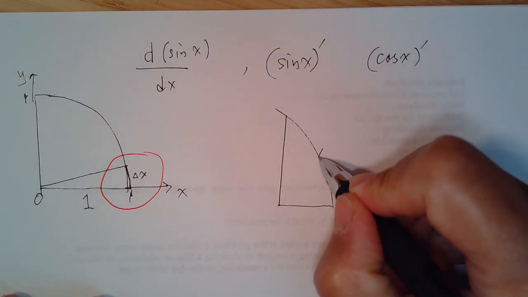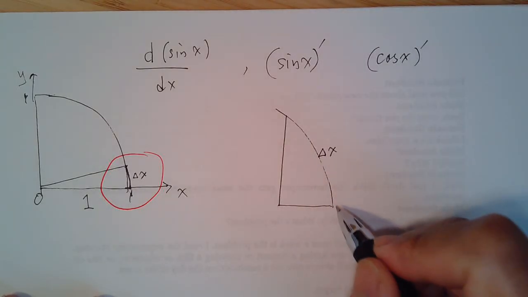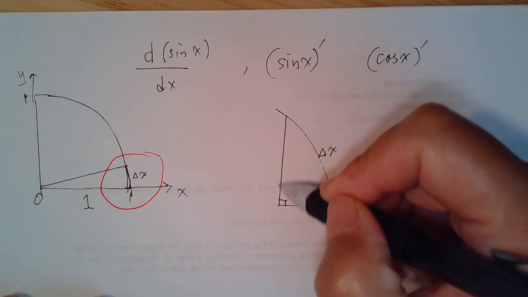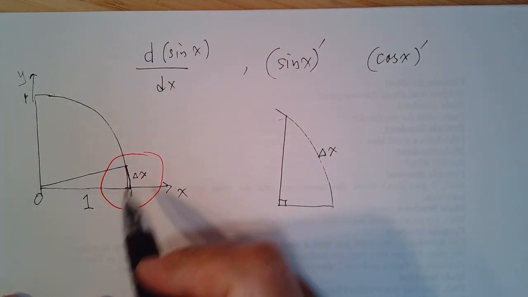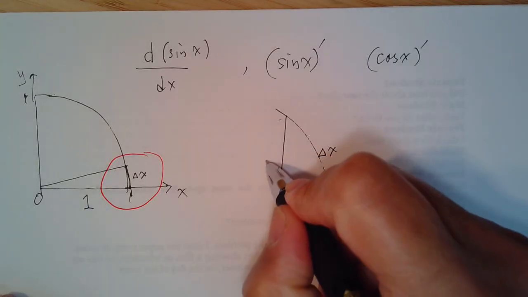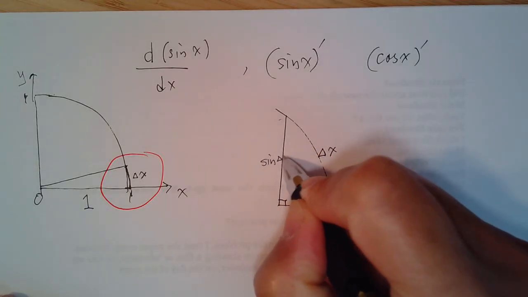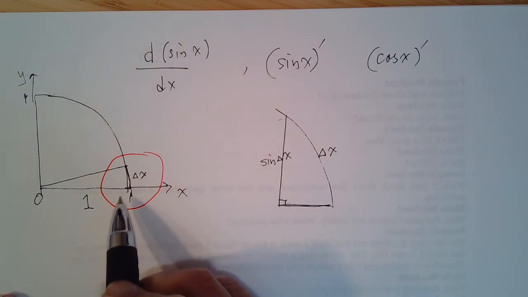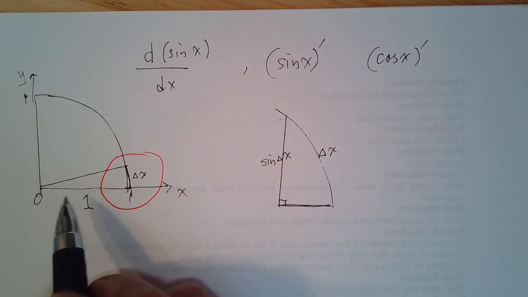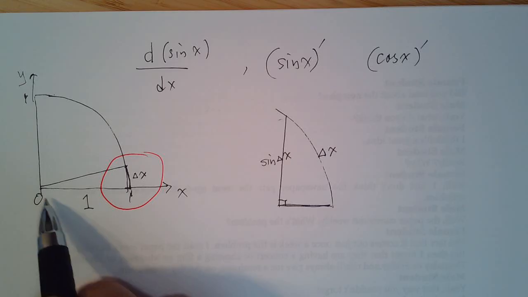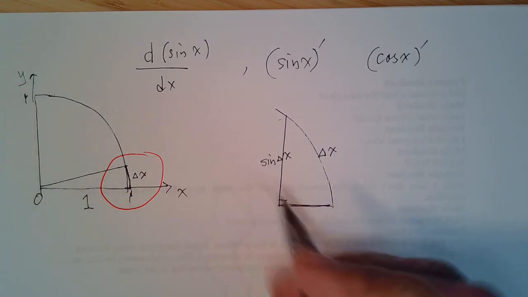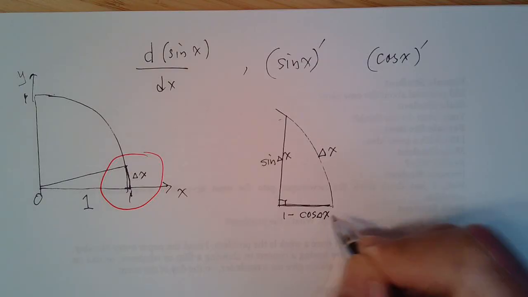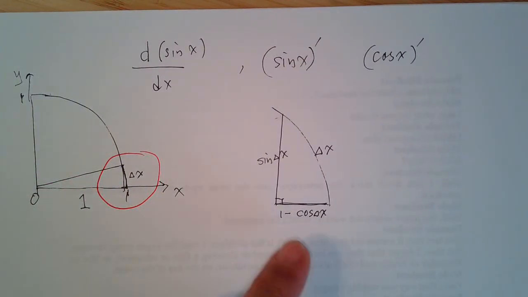If I enlarge this, make it big, it will look like that. And then this is the delta x, right? And this is 90 degrees. And the vertical part is the sine of this angle, so that is sine delta x. And what about this little piece? This little piece is actually 1 minus this part. This part is cosine, so that's 1 minus cosine delta x, right? If we enlarge that, we get this.